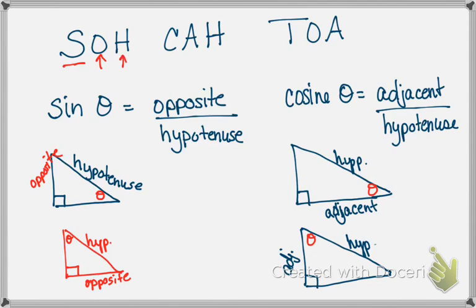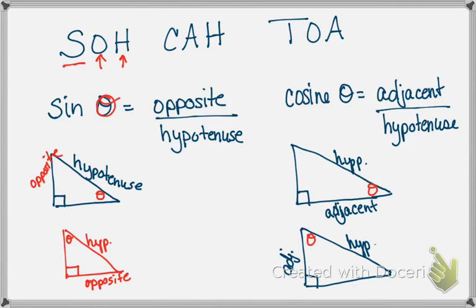So the angle in this little symbol here is called theta. That means you're just calling it a degree that you don't know. So like you can just say the degree I don't know. We're just calling it theta. For a sine, it is opposite over hypotenuse.